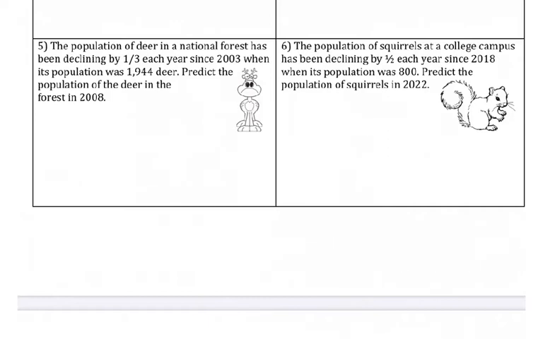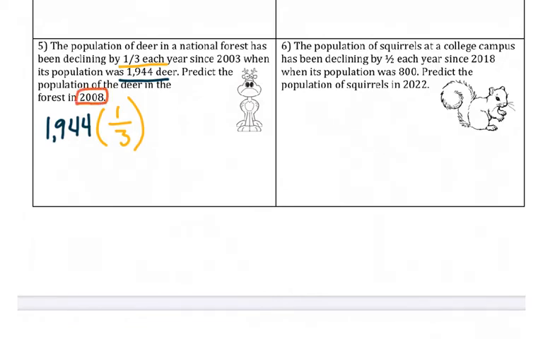All right, number 5. Number 5 says that the population of deer in a national forest has been declining by 1/3 each year since 2003, when its population was 1,944 deer. Predict the population of deer in the forest in 2008. So again, our A, our starting value, is that we started with 1,944 deer. My multiplier is that they are declining by 1/3 each year. How many deer will there be left in 2008?